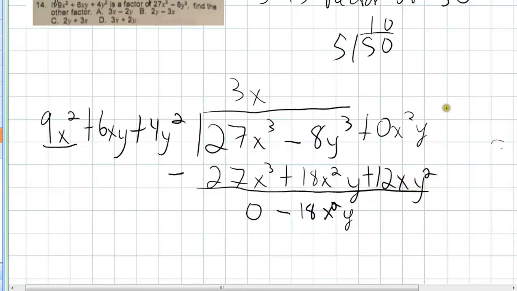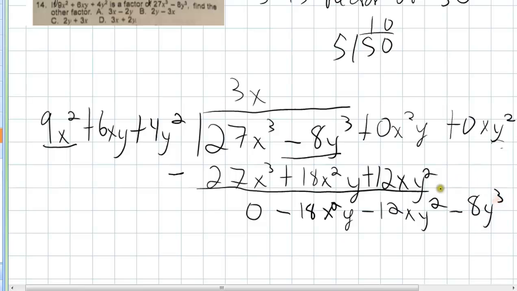The xy squared, it's the same thing as 0xy squared up here. And so when I subtract, I get negative 12xy squared. And then don't forget about this term as well, minus 8y cubed, okay? Because it was already negative 8y cubed, and I brought it down over here.